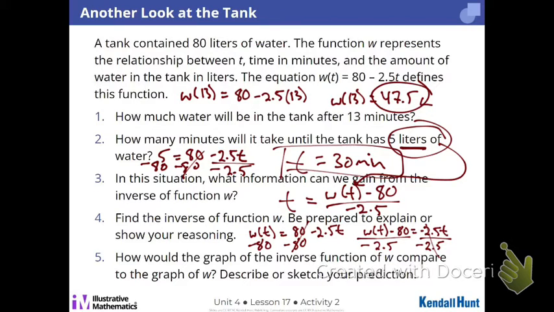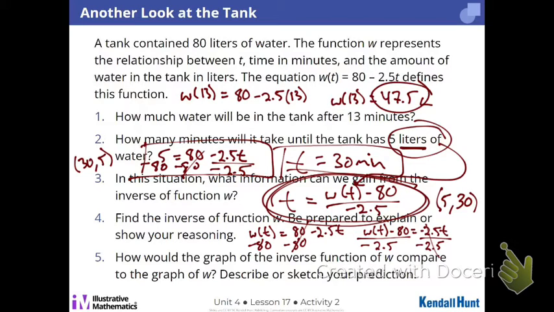So let's make a point here. If I look at this function, the input time would be 30 minutes, and the output liters would have been 5 for my original function. My new function right here, what did I input? I inputted 5 and pumped out 30. What do you notice about my ordered pairs with my original and my inverse function? They're just swapped.